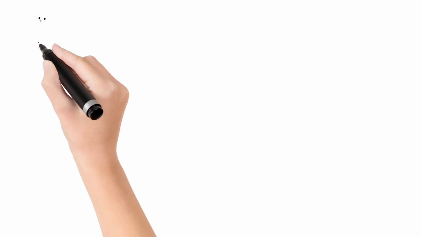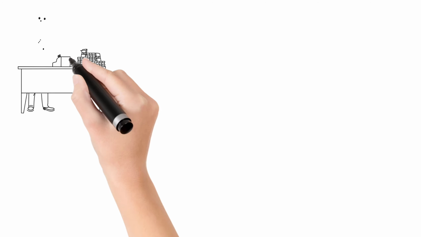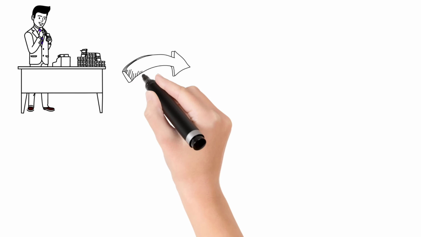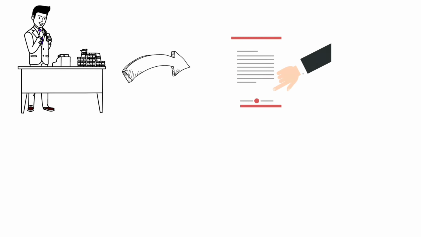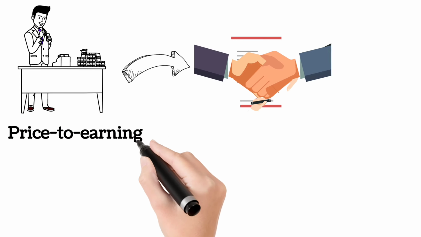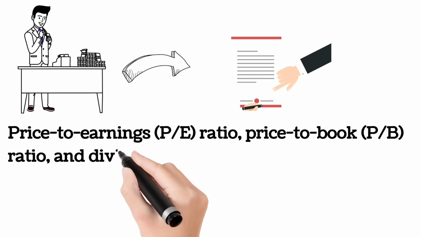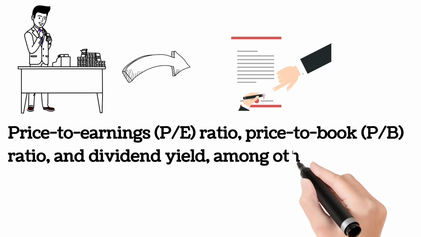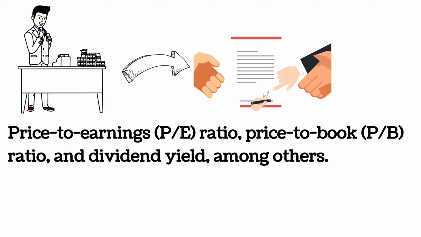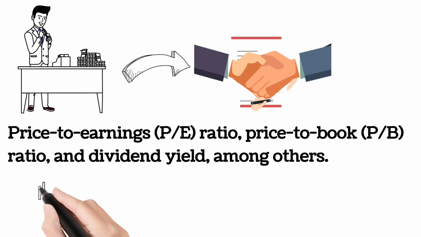Now, once the financial health of a company has been evaluated, fundamental analysts use a variety of metrics to determine the value of a security. These metrics can include the price to earning ratio, that is also called the P by E ratio, the price to book ratio, that is the P by B ratio, and dividend yield, among others.